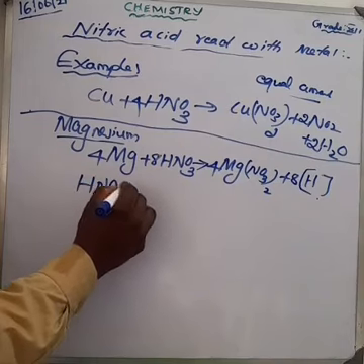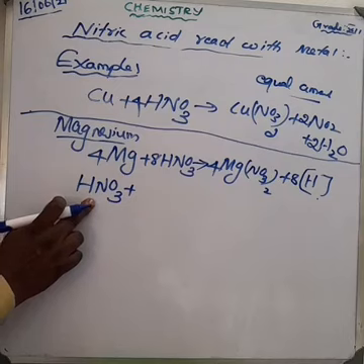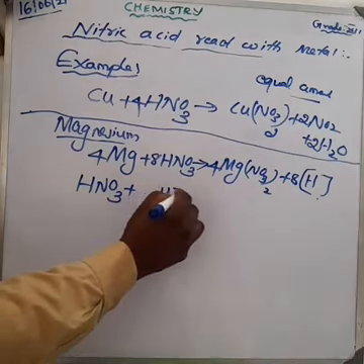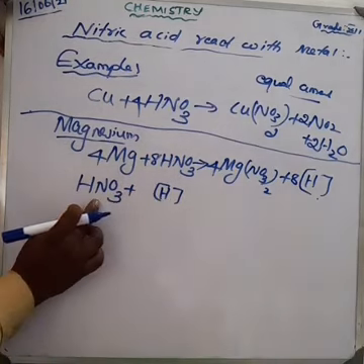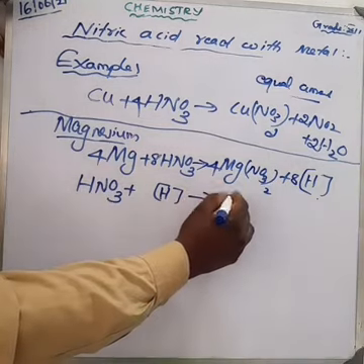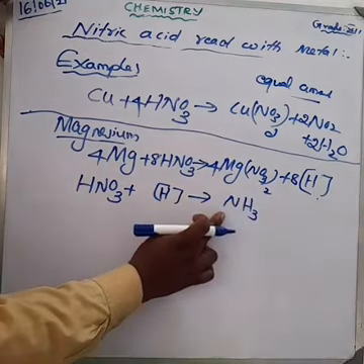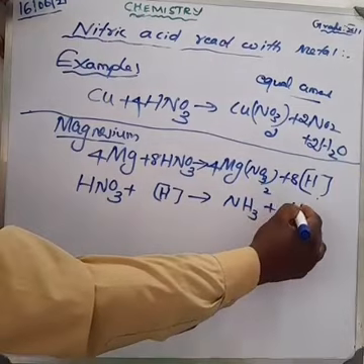Next about nitric acid, HNO3. That is the nascent hydrogen reacts with unreacted nitric acid. That's the concept. Nascent hydrogen reacts with unreacted nitric acid in the secondary step. So we give our reduction products. What is that? Ammonia, NH3, and we get water molecules, H2O.